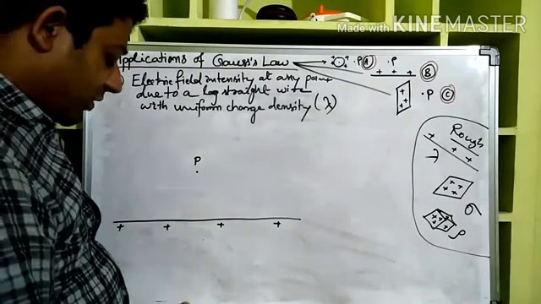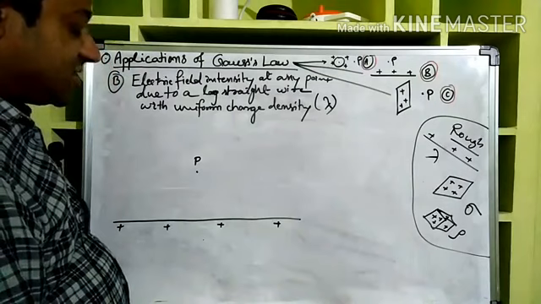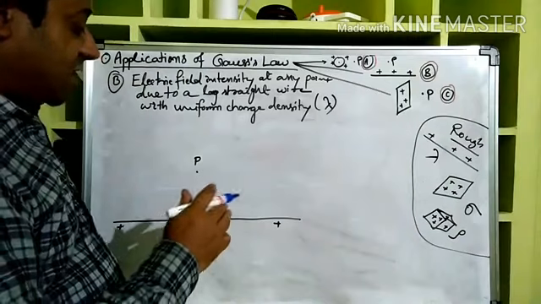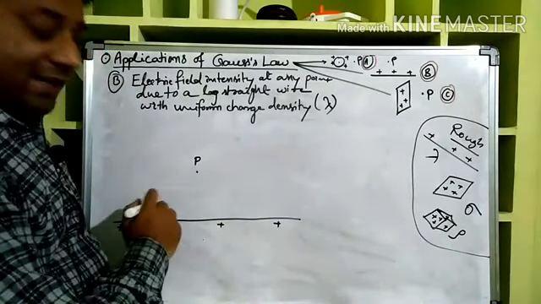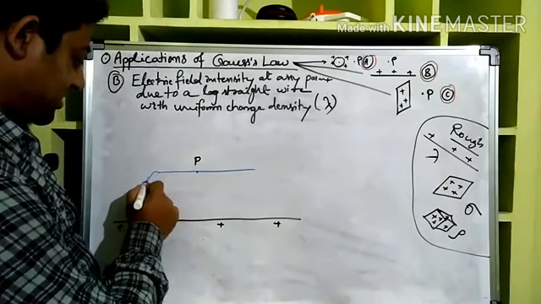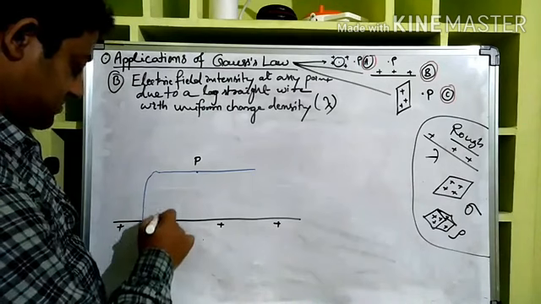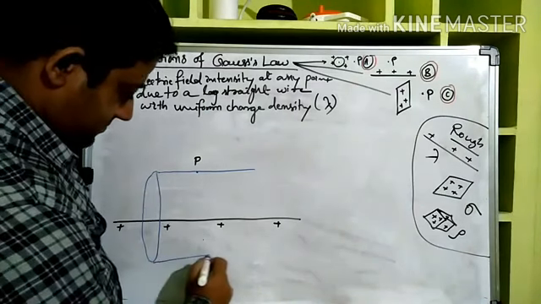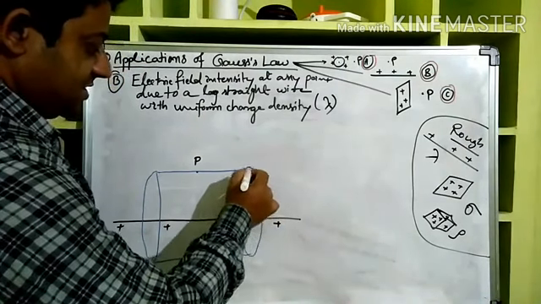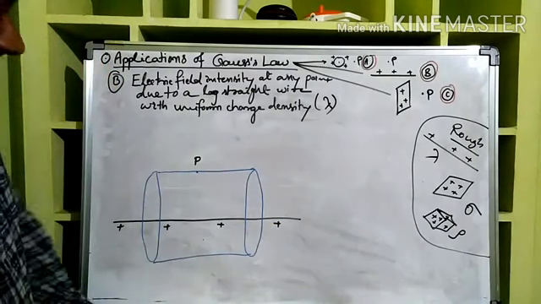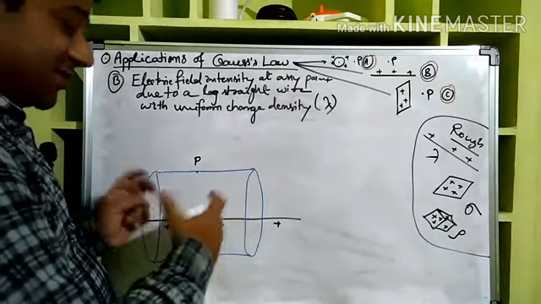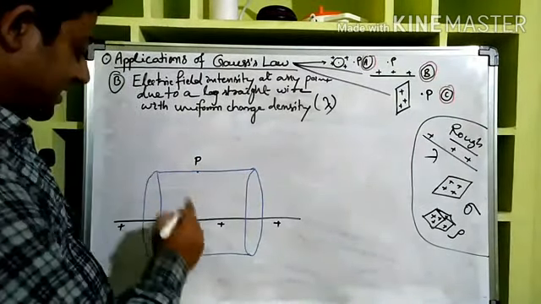To do that, we will imagine a Gaussian surface. A Gaussian surface is a closed surface enclosing some charge, right? On the surface of the Gaussian surface, the point P should lie. So, taking P here, let us imagine a cylinder. This cylinder, which I have drawn in blue, is an imaginary one. It's not an actual cylinder made of some material. We are imagining it. One cylinder is there.